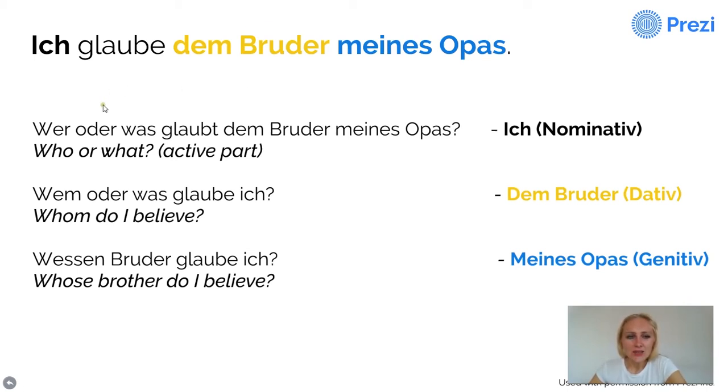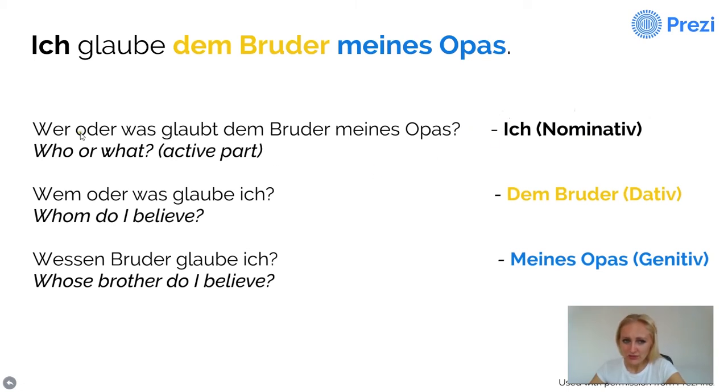So here, the first case question is, wer oder was glaubt dem Bruder meines Opas? Who or what is believing my grandfather's brother? So this is about the active part, the subject here. The answer to this question is ich. So ich, I am the nominative case, or let's call it also the subject. This is the nominative object.